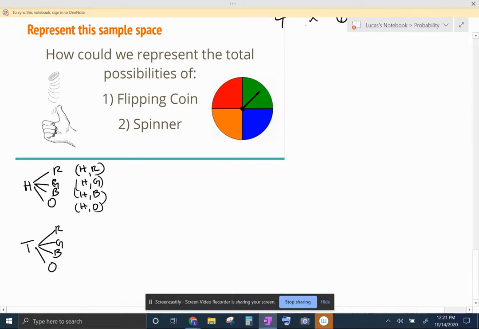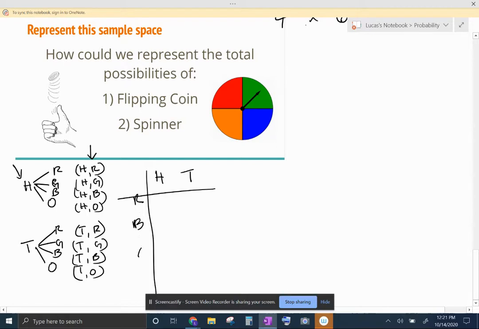Okay, so there's 4 outcomes here if I flip a head first. Or if I flip a tails first, there's another 4 outcomes. A tails and a red, a tails and a green, a tails and a blue, and a tails and an orange. Okay, so here's my tree diagram. Here's my list. Now I just need it as a table.